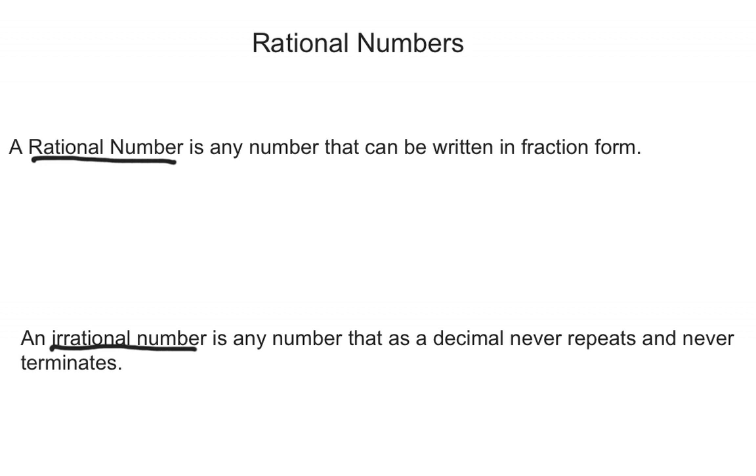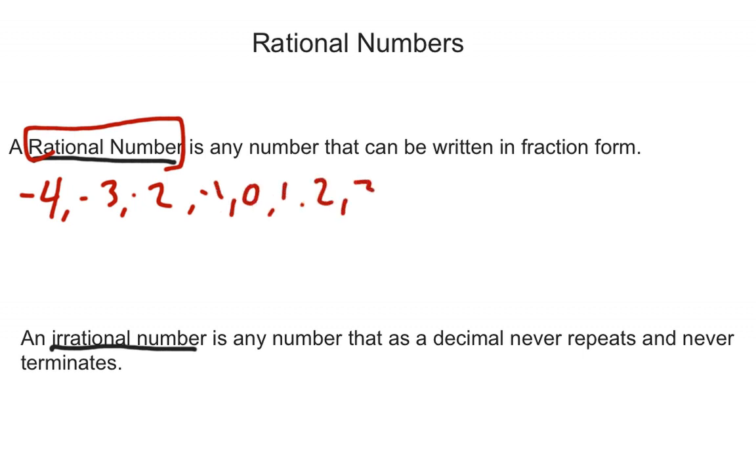So let's start here with our first definition, which is the definition of what a rational number is. It says here a rational number is any number that can be written in fraction form. Well, here are some numbers that we've already worked with. We've worked with negative numbers like -4, -3, -2, -1, 0, 1, 2, 3, and they keep going. These are all numbers that we worked with. These are called integers, where we have positive whole numbers and negative whole numbers.